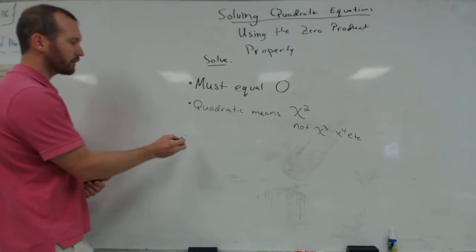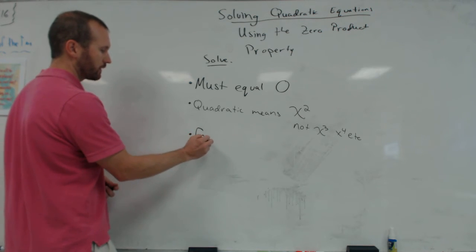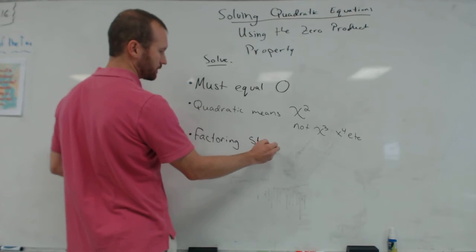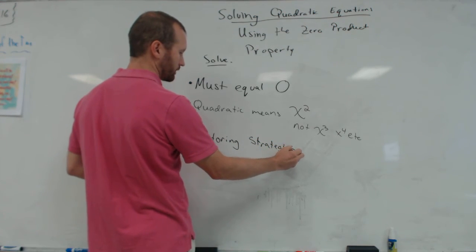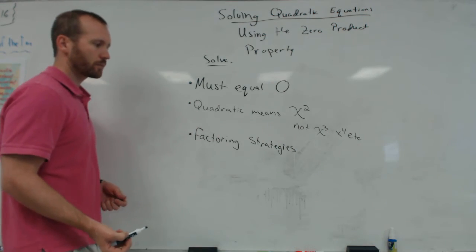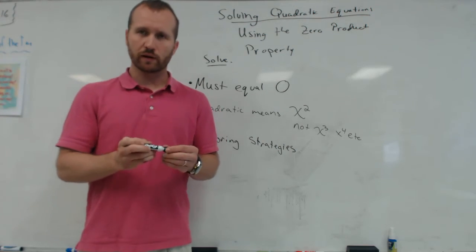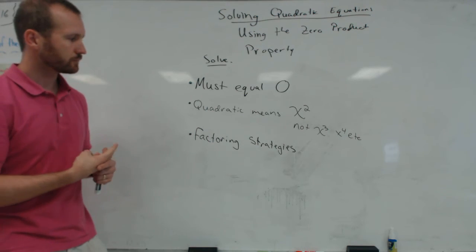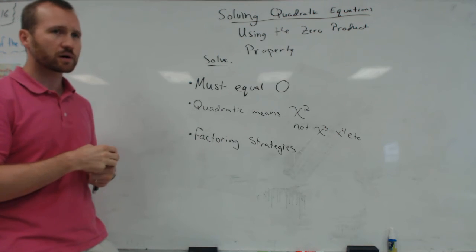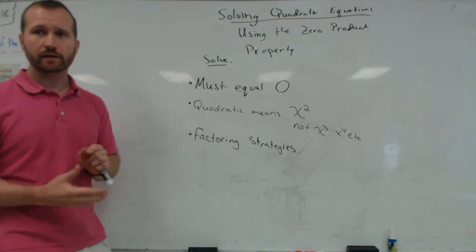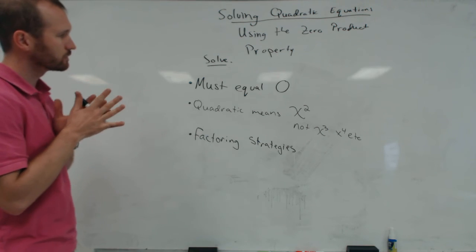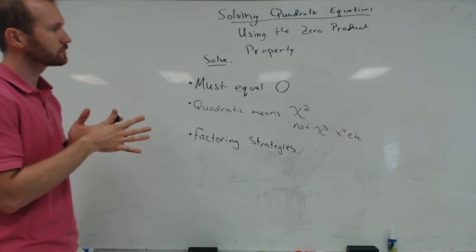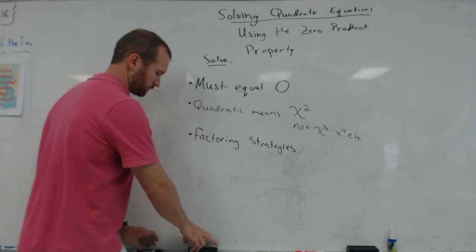And then you have to remember all the different factoring strategies, right? Factoring strategies. Difference of squares, pulling out the greatest common factor, that reverse FOIL thing, etc. And we're going to add to these. We'll be adding to these now.